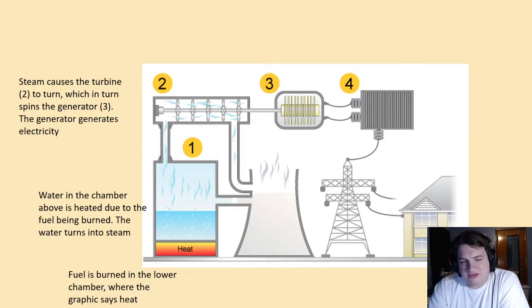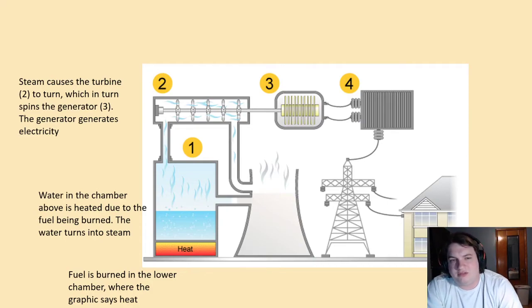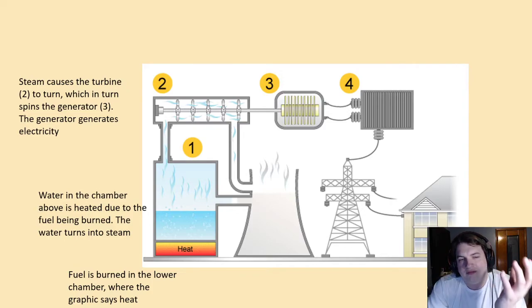We put our fuel into this bottom chamber where our graphic says heat, and we're going to burn that. So let's assume that we're using coal. We burn our coal. That causes the water in the chamber above to boil. When water boils, we know it turns into steam, and so it's going to evaporate, turn into steam, and go up into this turbine. That flow of steam continuously coming out is going to spin that turbine, in turn spinning this generator, causing that generator to generate electricity.